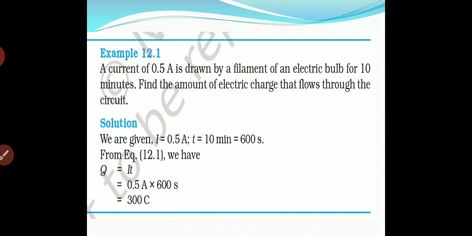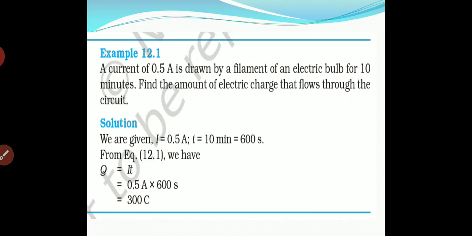So 10 minutes, you know it very well, in 1 minute there are 60 seconds. So for 10 minutes we convert minutes into seconds, so it is 600 seconds. Once again I am repeating: here our current is 0.5 ampere. Time t, represented by a small t, is given as 10 minutes. If we convert minutes into seconds, 10 minutes is equal to 600 seconds.